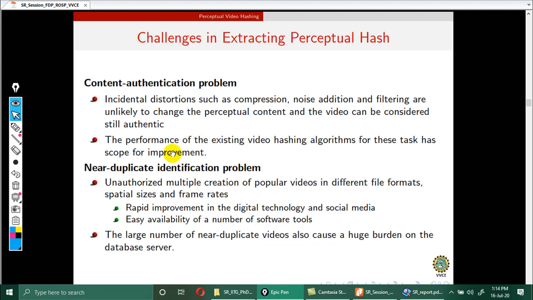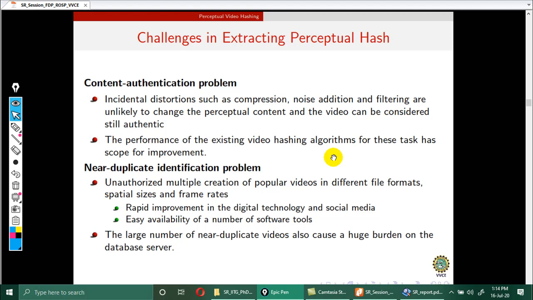Now, what are the challenges in extracting the perceptual hash from the video? One is the content authentication problem. Why? Because incidental distortions such as compression, noise addition, and filtering are unlikely to change the perceptual content, and the video can still be considered authentic because they do not change the meaning, right? These are all operations that a video would undergo in any communication system, so it should still be considered authentic. The performance of the existing video hashing algorithms for these tasks has scope for improvement.